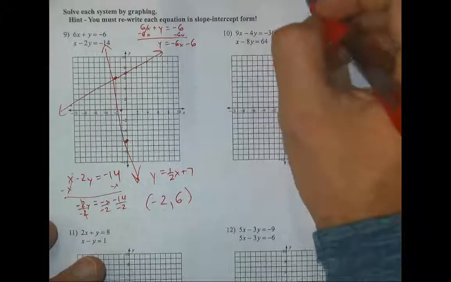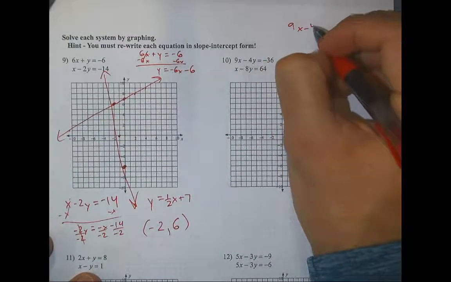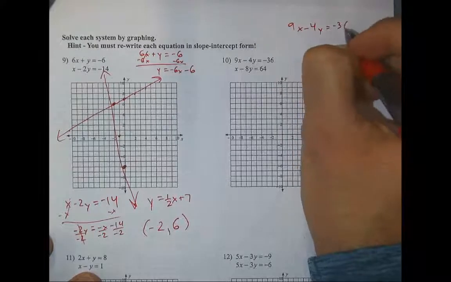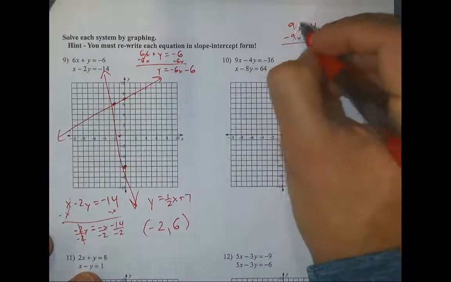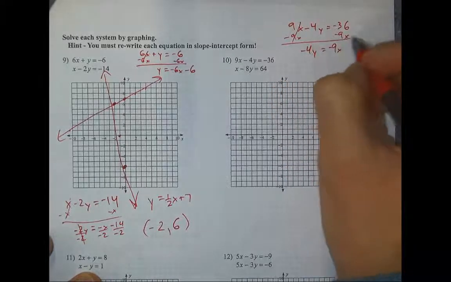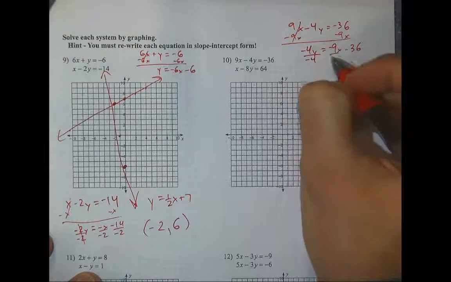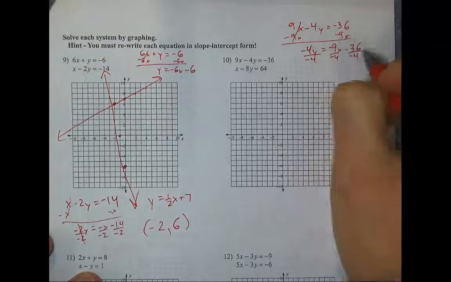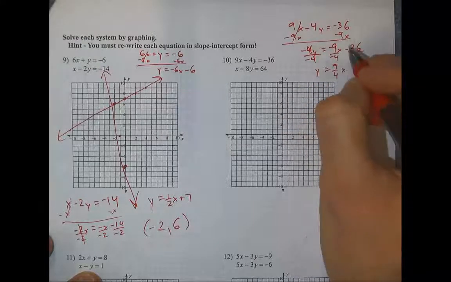Okay, number 10. Take advantage of this space up here. First step is always move that x out of there. So I have negative 4y. Since I minus it, it becomes negative on the other side. A negative 36 is written as minus 36. Okay, divide by negative 4. y equals positive 9 over 4.